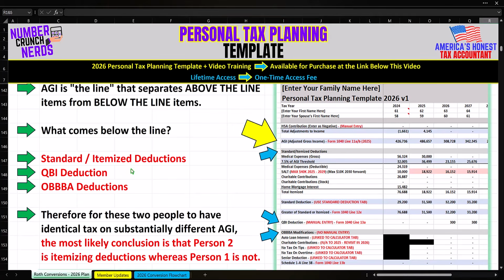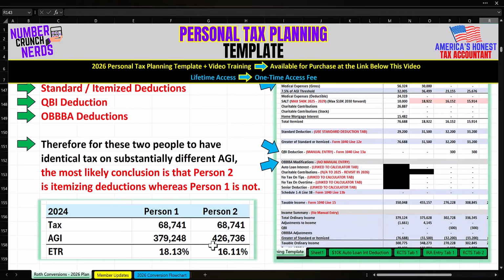And so with the knowledge that the OBA deductions weren't applicable to 2024, which was the year we were looking at in the above example, and also the fact that the QBI deduction is generally not that applicable to many people unless you're in business or self-employed. And so therefore, for these two people to have identical tax on substantially different AGI, the most likely conclusion is that person 2 is itemizing deductions, whereas person 1 is not. Or said slightly differently, person 2 must have a number of these items that are below the line in order for them to have significantly more AGI but an identical amount of tax.